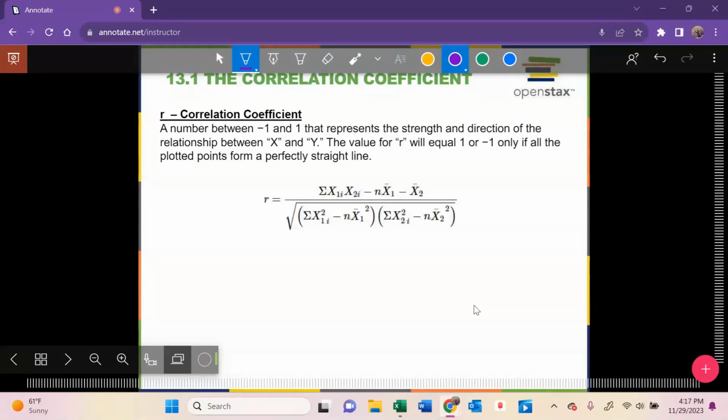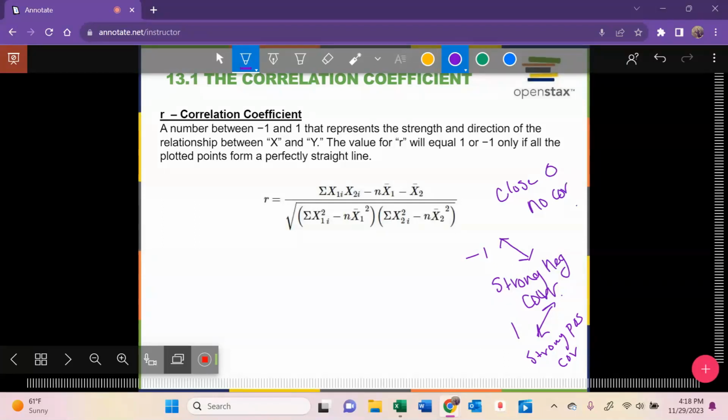So R always falls between -1 and 1. So the closer we are to -1, the slope of our linear regression is going to be negative. So if you're getting -1, you have a slope that looks like this, which means it has a strong negative correlation. If you get close to 1, then it has a positive correlation. Now, if you get close to 0, then there's no correlation.